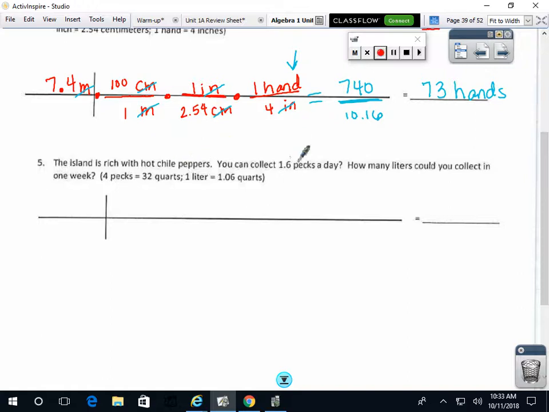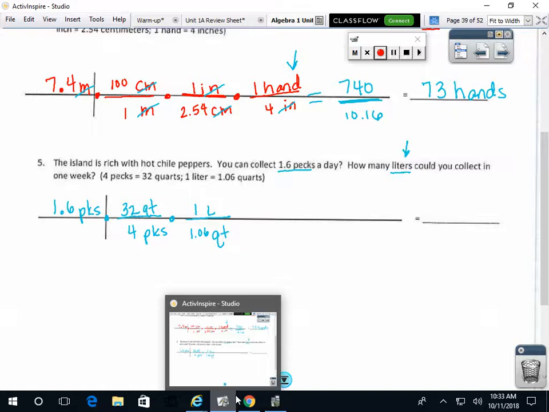So of these chili peppers, you can collect 1.6 pecks a day. They want to know how many liters this is. So we start our conversion chain with 1.6 pecks, and I'm just going to abbreviate it like that. I don't know if that's correct, but now since pecks are in the top, I put pecks in the bottom, and they tell me that 4 pecks is equal to 32 quarts. But I can't stop there because they don't want the answer in quarts, they want it in liters. So now that quarts is in the top, I put quarts in the bottom, and they tell me that 1.06 quarts is 1 liter. Okay, so now go ahead and copy that, and then I'm going to continue once everybody has copied.